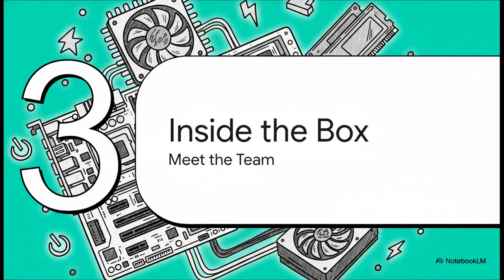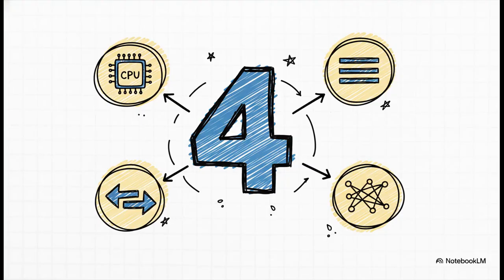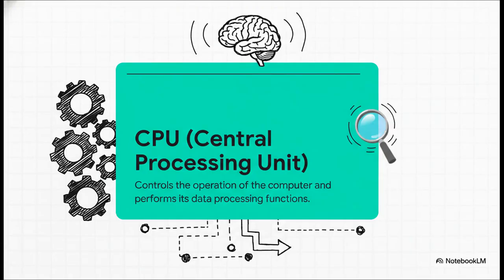So to pull off those 4 big jobs, a computer needs a team of physical parts all working together. So let's pop open the case and meet the crew. And hey, just like there are 4 main jobs, it turns out there are 4 main structural parts that do all the heavy lifting. Let's take a look at how they all work together. First up, the star of the show, the CPU, or Central Processing Unit. This is the brain of the whole operation. It's in charge of everything, reading instructions and doing all the math. This is the component that handles those control and data processing jobs we just talked about.